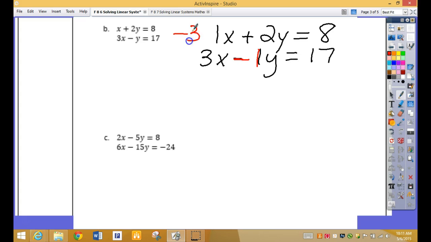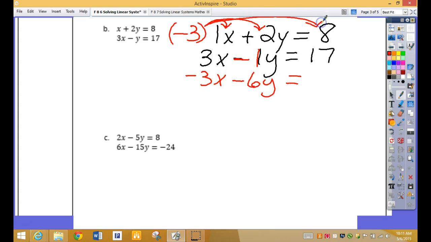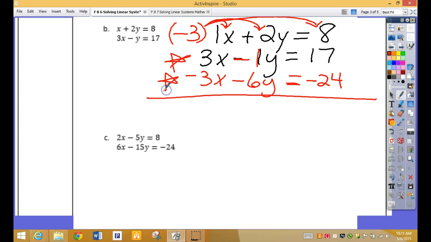Let's multiply this. Remember, all terms times the -3. So what is a -3 times a +1x? -3x. And -3 times a +2y? -6y. And -3 times 8 equals what? -24. Now we combine those two equations.